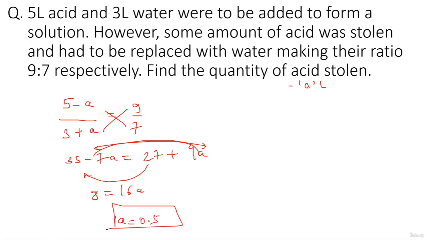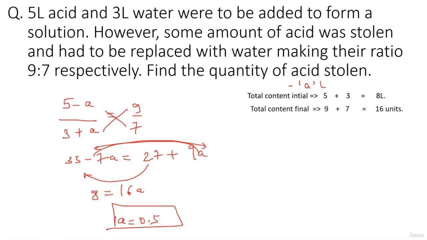Okay, the approach might look very, very simple, but there is a simpler approach here too, and that is the total content. If you observe, see in this question, some amount of acid was stolen and had to be replaced by water. That means the total solution remains the same. तुमने x liters acid निकाला, उतना ही water add किया. But finally the ratio became 9:7.